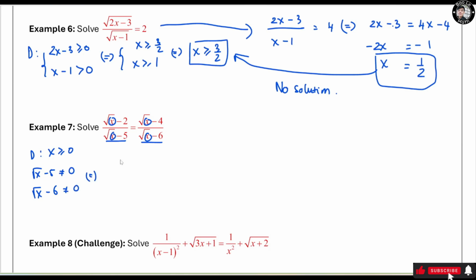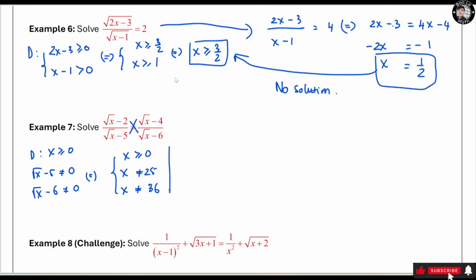So we solve this guy. We have s greater than or equal to 0. Now, add 5 both sides and square, it could be s not equal to 25, right? This guy, add 6 both sides and square, it could be s not equal to 36, right? So this one is the domain, right?